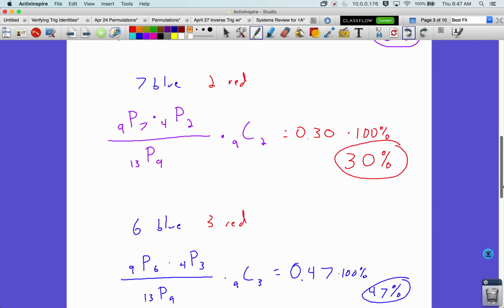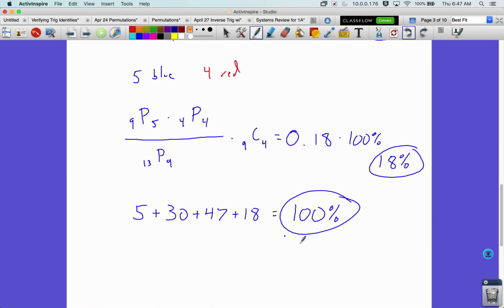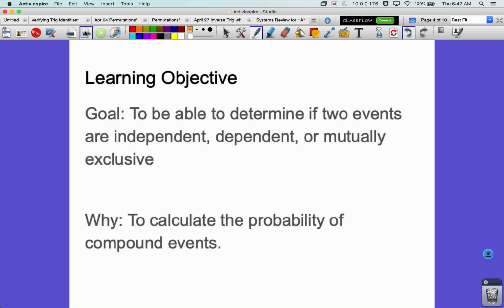If you add everything else up, it does come to 100%. So that's a sign that we're doing this math right. All right, I'll include this math in the slideshow if you want to look at it closer, but we got other stuff to talk about today. Goal is to be able to determine if 2 events are independent, dependent, or mutually exclusive. You got to know these 3 vocab words. And why are we doing this? To calculate the probability of compound events.